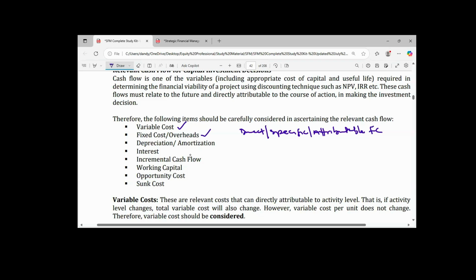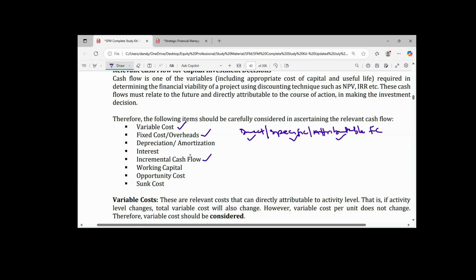Now, let's talk about incremental, direct, specific, or attributable fixed cost. When you are given any of those costs, whether it is incremental fixed cost, direct fixed cost, specific fixed cost, or attributable fixed cost, they are relevant and they should be considered. One examiner can say direct fixed cost, or this fixed cost is directly related to the project. Of course, you should know that's a relevant fixed cost. You have to consider it.